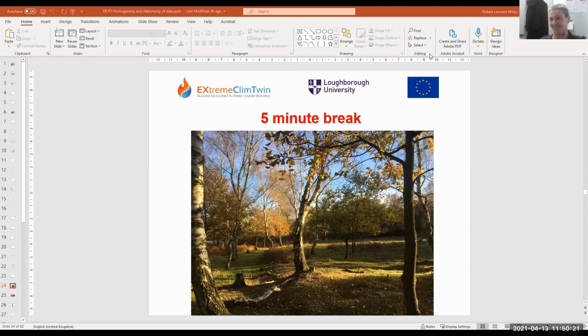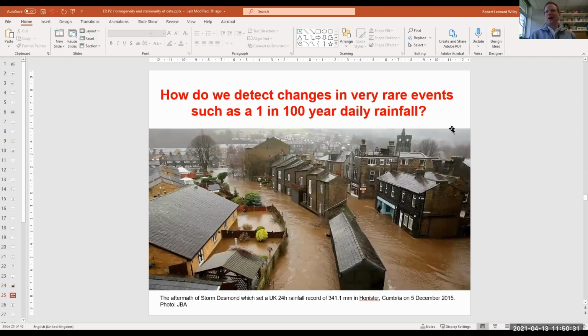Okay. All right then. Let's continue with this. So here's an extremely difficult question to answer scientifically, and one which is, I think, just as important in Central and Eastern Europe as it is in the UK.